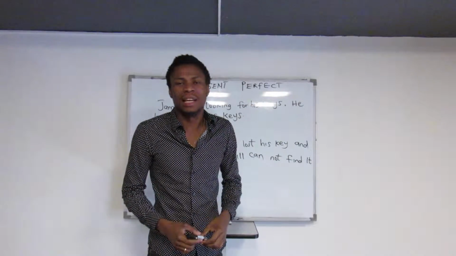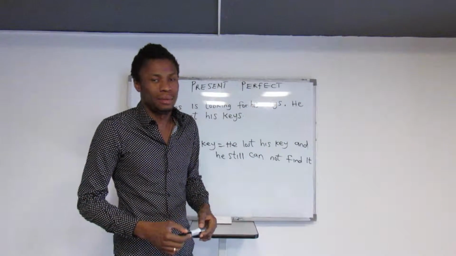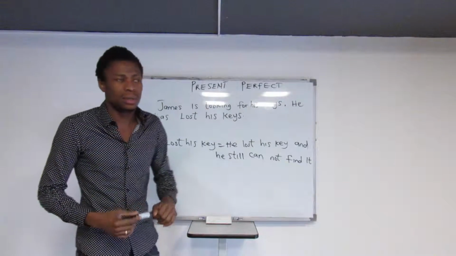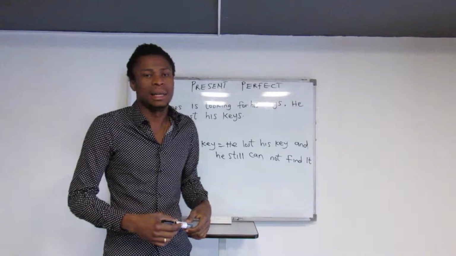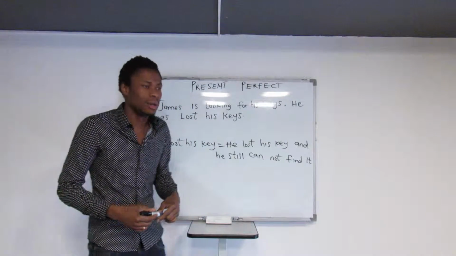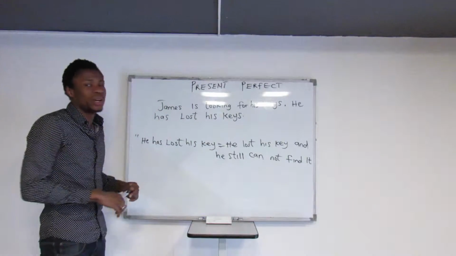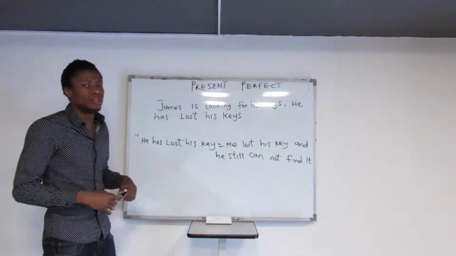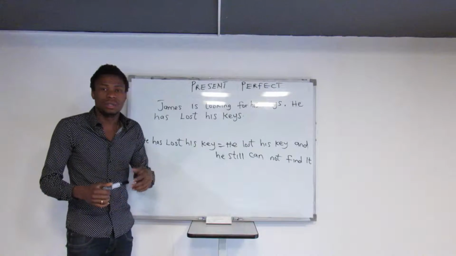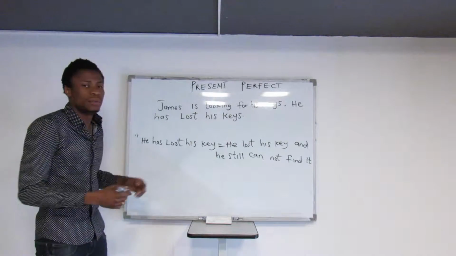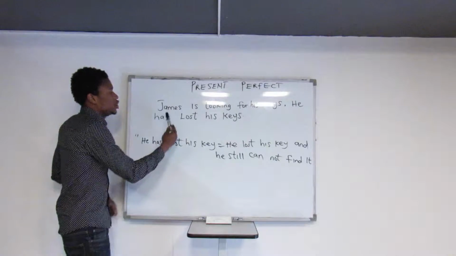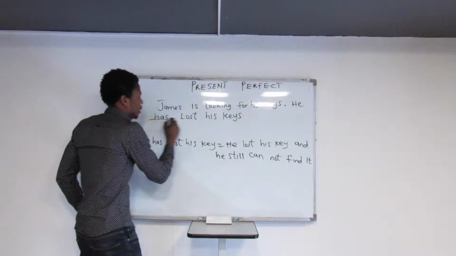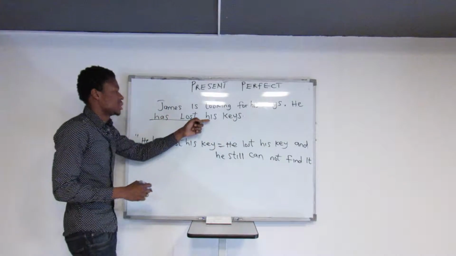Today is a really wonderful day to learn a new thing, and we're going to talk about present perfect today. It's one of the most complicated, difficult, and hard to understand parts of grammar. But today we will try to make it as easy as possible. The first thing to make this easy is an example to look at. James is looking for his keys. He has lost them. Now, he has lost his keys.